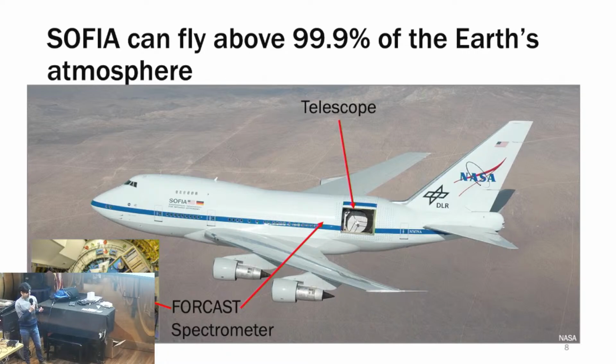And in particular, we used the FORCAST spectrometer, and that's that right there, and that's me. And so that creates spectra. It takes the light in the infrared and it splits it up into different wavelengths.